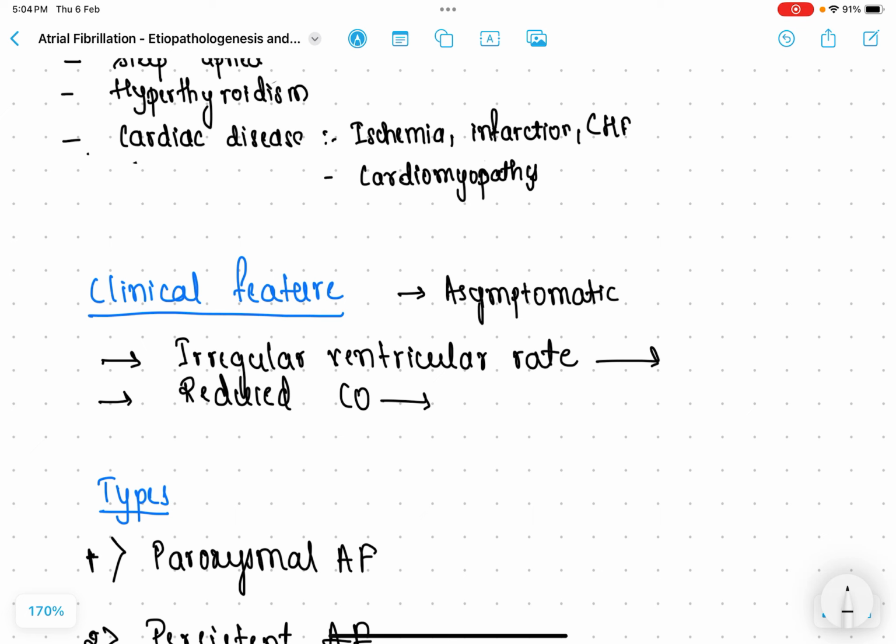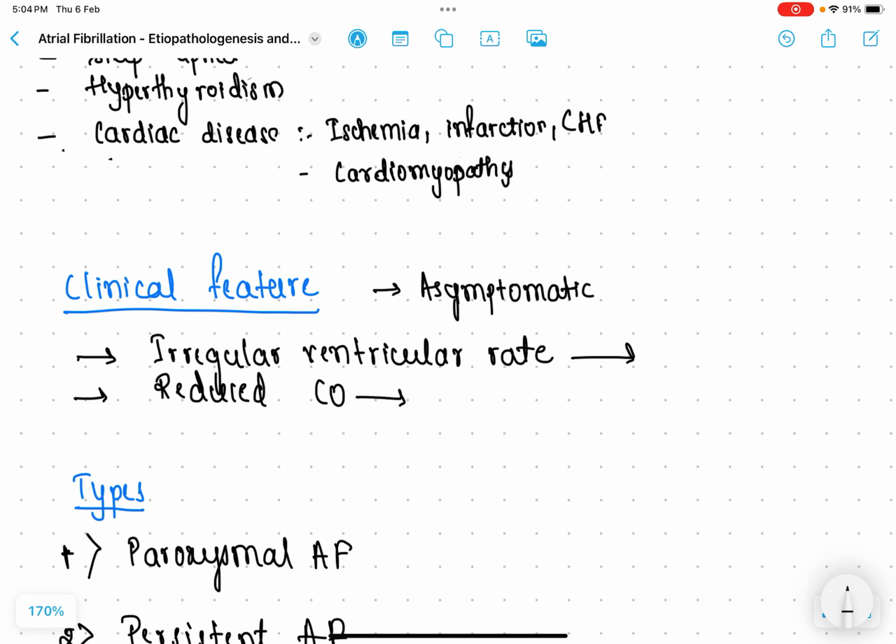Apart from that, the clinical feature will be either due to irregularly activated ventricles, or it can be due to reduced cardiac output. So what happens in atrial fibrillation is atria is not contracting effectively. There are impulses originating around the pulmonary veins, but these are not making atria contract effectively. So the walls just fibrillate. There is no effective emptying of blood into the ventricles, which reduces cardiac output.